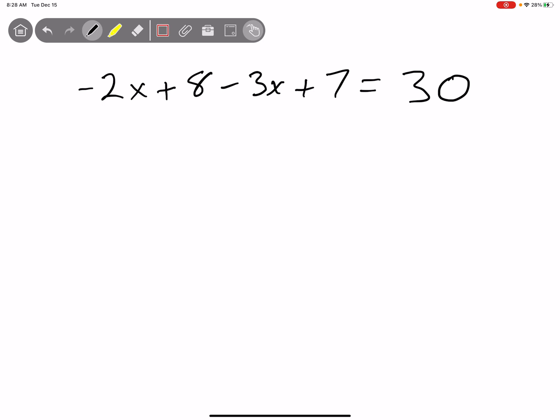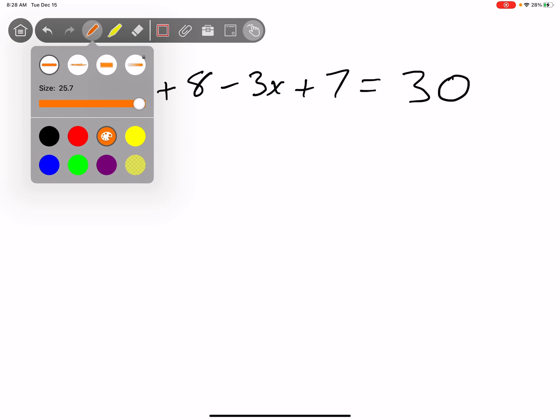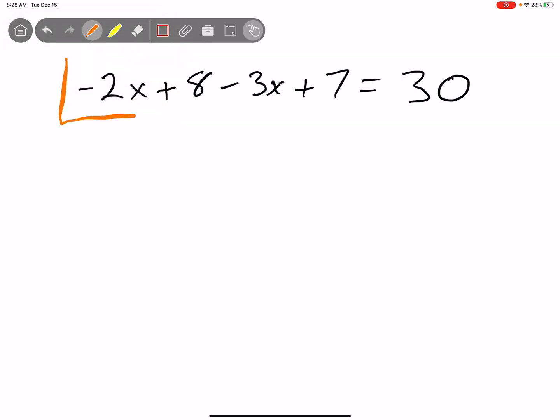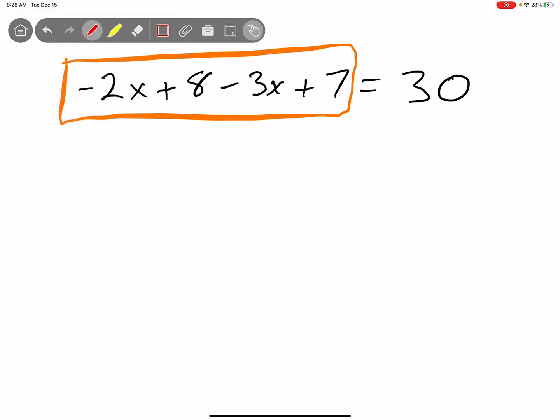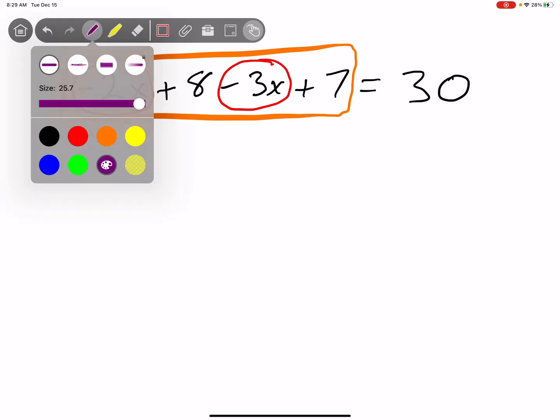What happens here? So here's what happens when you have multiple x's. What I want you to do right now is just look at the left side. Okay? We're just going to be looking here. Notice we have terms that have x's, and we have terms that do not have x's.